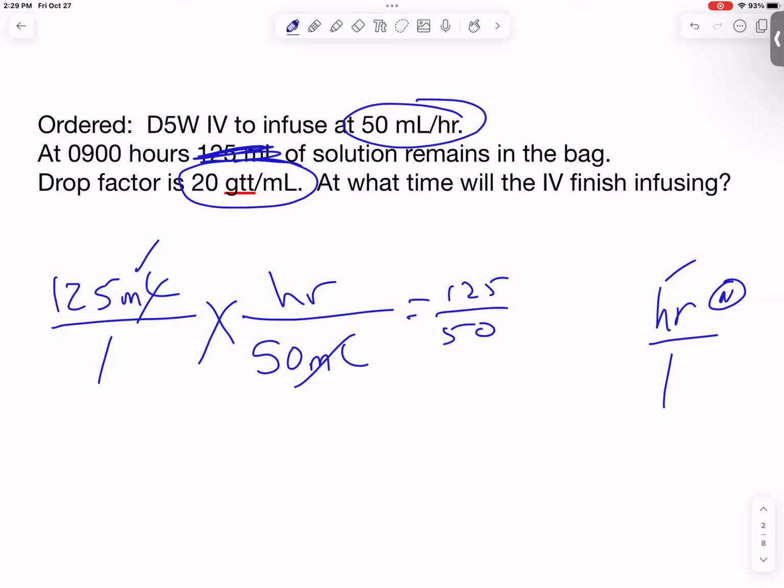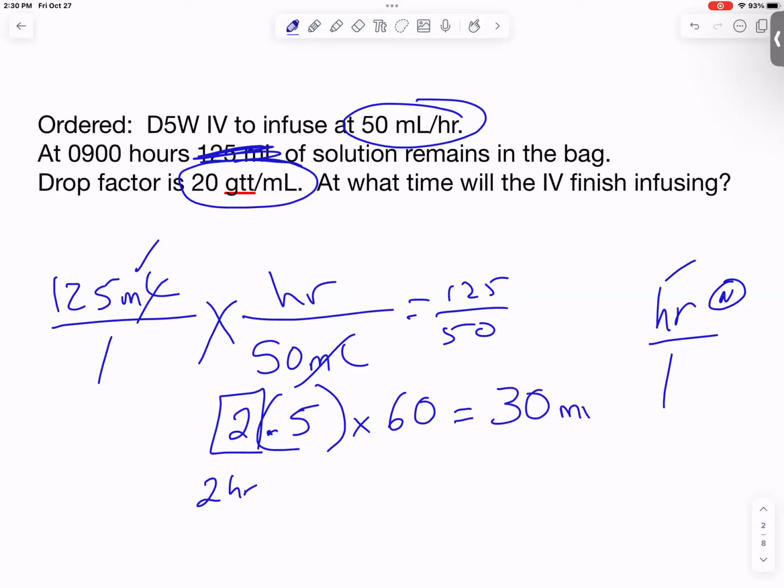And then when I divide 50 into 125, it gives me 2.5. So remember, everything to the left of the decimal is hours, so that's 2 hours, and everything after is minutes, but there's no such thing as 0.5 minutes. So we take 0.5 and multiply it by 60, and it gives us a beautiful 30 minutes. So it will take 2 hours and 30 minutes for 125 milliliters to infuse into the patient.